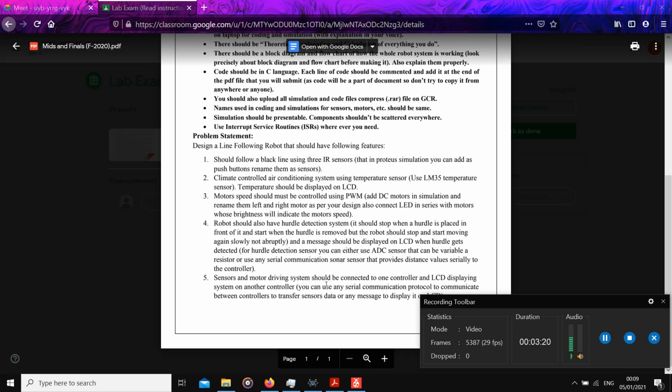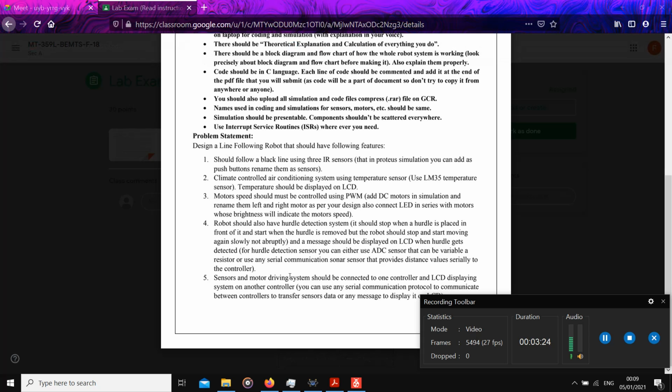Last but not the least, you have the serial communication. Basically, you're supposed to have two microcontrollers. You can use either the ATmega 328P or the ATmega 2560. You're supposed to do the serial communication through both of them.